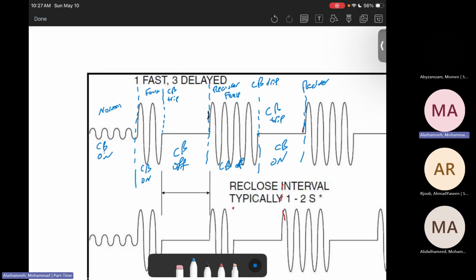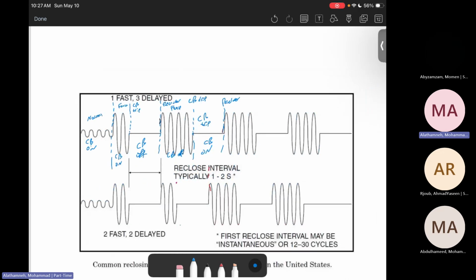So once we did the recloser again, there will be another fault, which means the fault seems to be permanent, not temporary. Then after that, the circuit breaker will trip. Then after that, another recloser, number 2, turns on. Then here we'll see the fault continues, and so on.